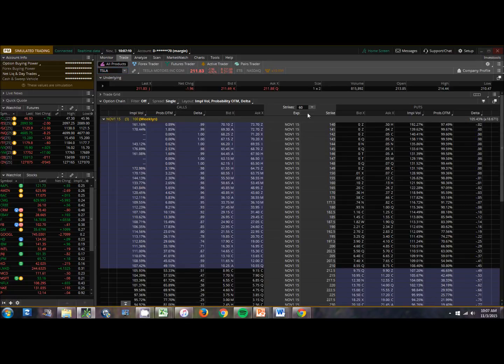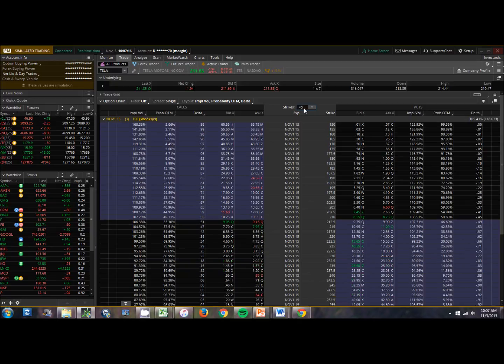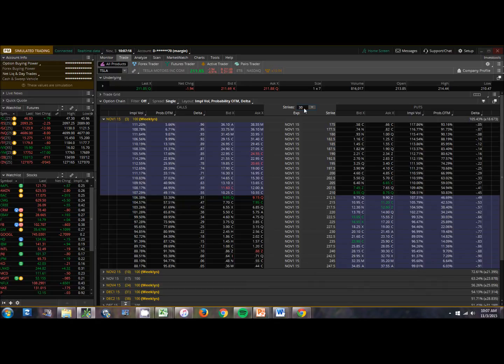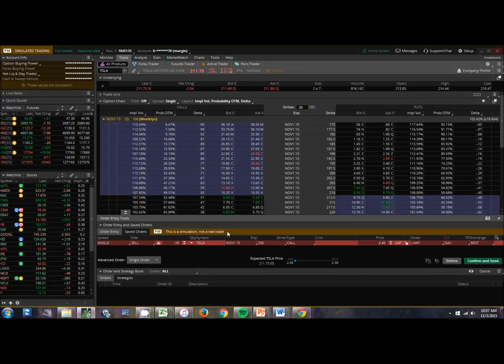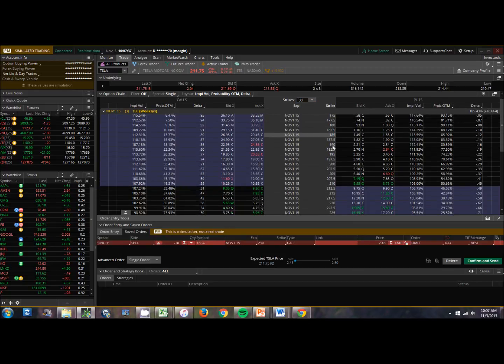And I don't think I need 60 strikes. Let's do 40 strikes maybe. Yeah, actually, let me go ahead and do 30. Yeah, that's probably good. Let's look at 30 strikes. So, all right. Tesla's still around 212. So I'm going to start by, I just kind of want to see what happens when I sell the 230 call. So I'm going to sell the 230 call, and I'm going to also sell the 195 put.